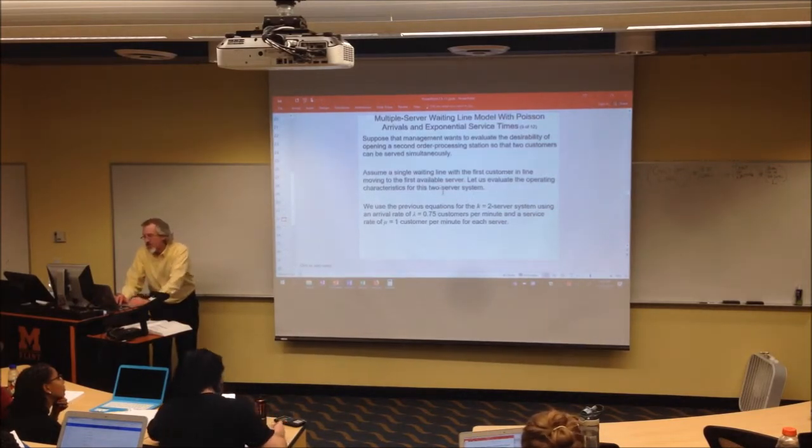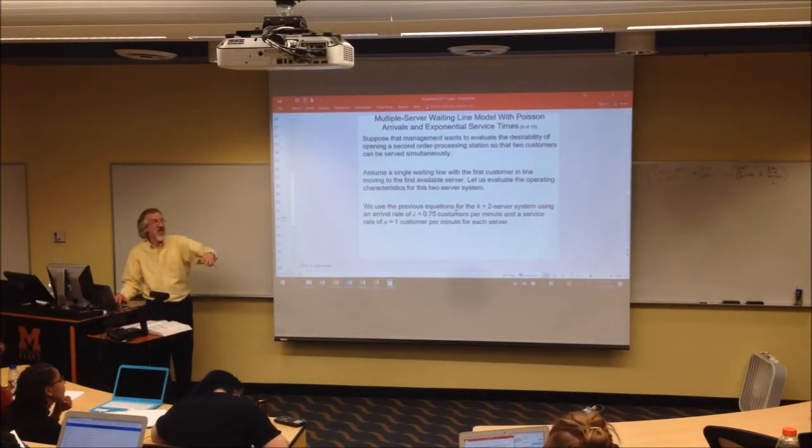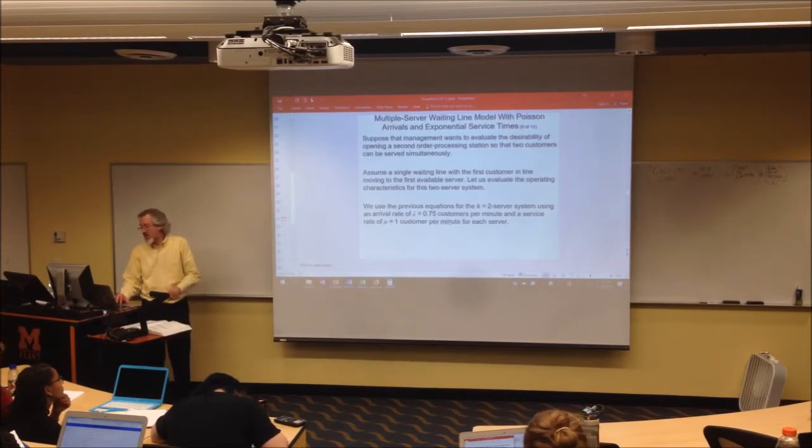The operating characteristics for 2 servers. We're going to use the same as we used in single channel exponential as far as arrivals. Arrivals were 0.75 customers per minute.